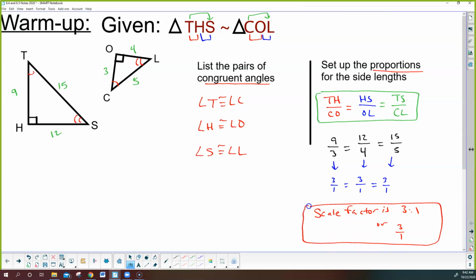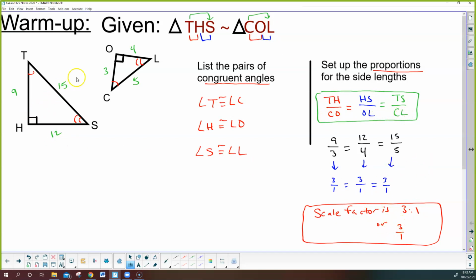Now, here's a great question. What if you flipped everything around? What if you compared the small triangle to the big triangle? So what if you put all the small lengths in the numerator and all the bigger lengths from the bigger triangle in the denominator? Then your scale factor would be flipped. It would be the reciprocal, it would be 1 to 3. And in this case, if they give you a statement, you always want to take from the first, THS, this triangle should always go on top, and then COL should always go in the denominator. So that's how you find scale factor.